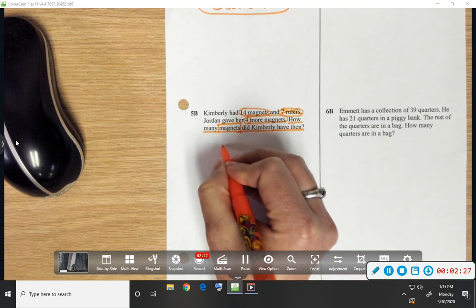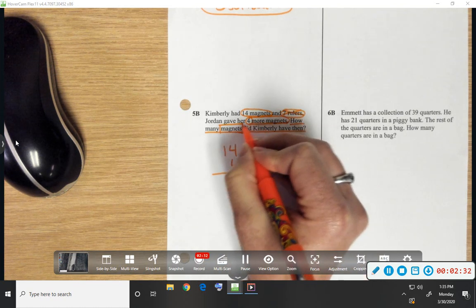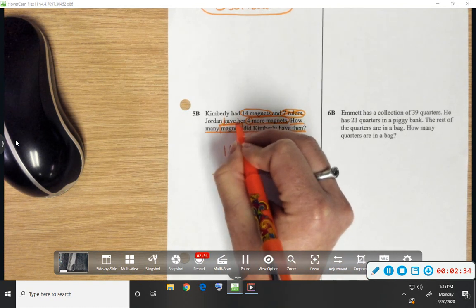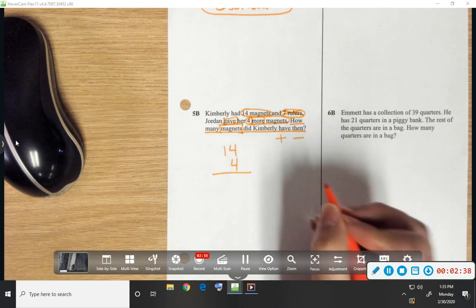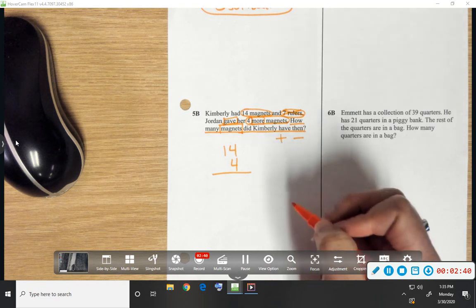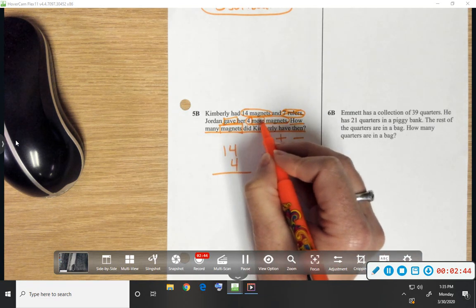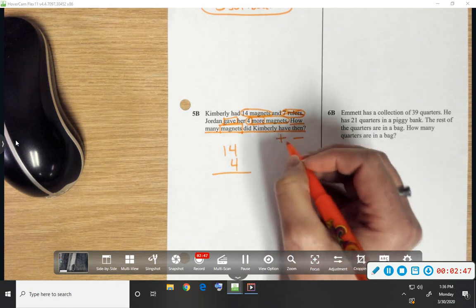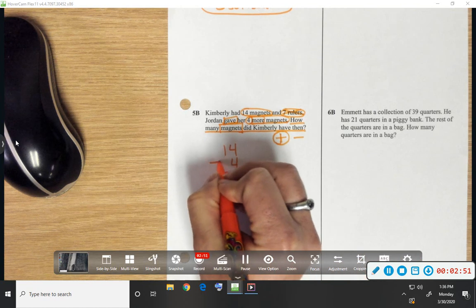So I'm going to write down what I have. I have 14 magnets and 4 more magnets. She gave 4 more. So I'm going to ask myself, am I adding or subtracting? Am I getting bigger or smaller? If I gave her 4 more magnets, I'm getting more, so I'm getting bigger, so I'm going to add.